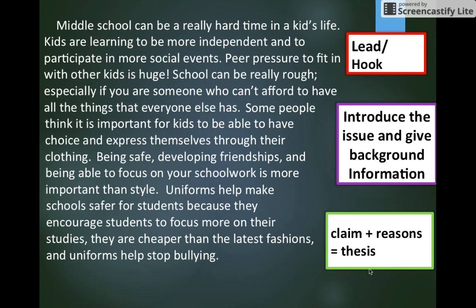Uniforms help make schools safer for students because they encourage students to focus more on their studies. That's reason 1. They're cheaper than the latest fashions. That's reason 2. And uniforms help stop bullying. That's reason 3. Remember not to use any I statements like I believe, I think, or my opinion is.